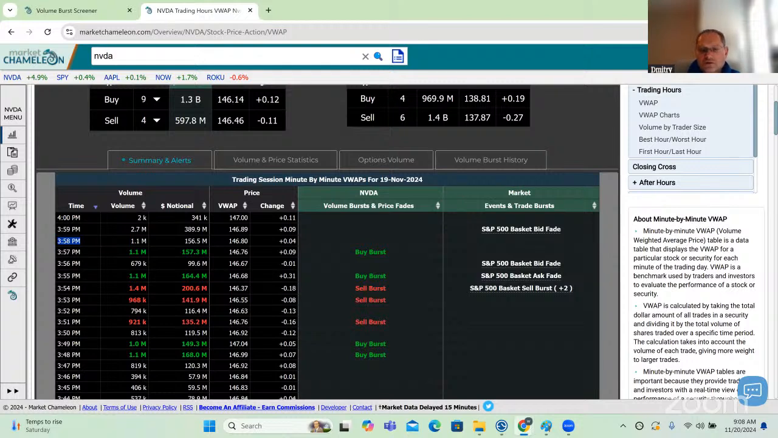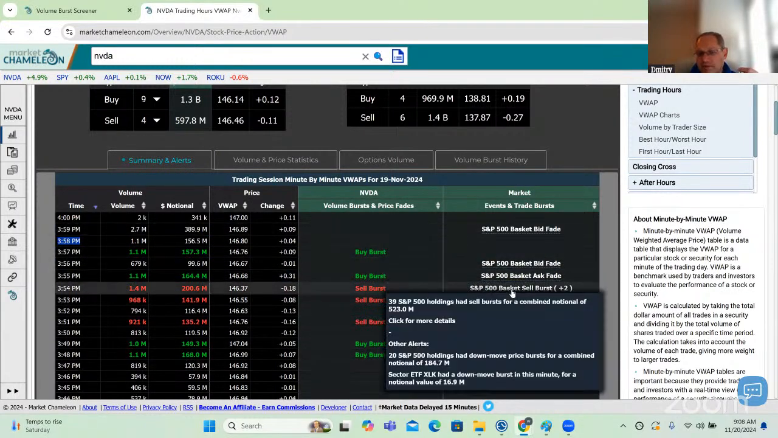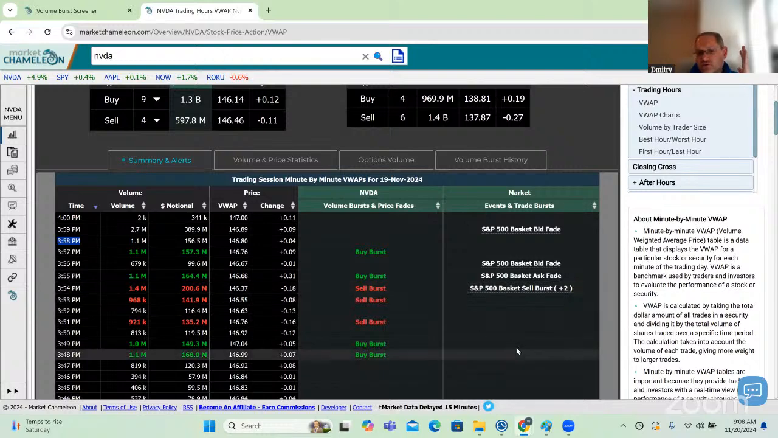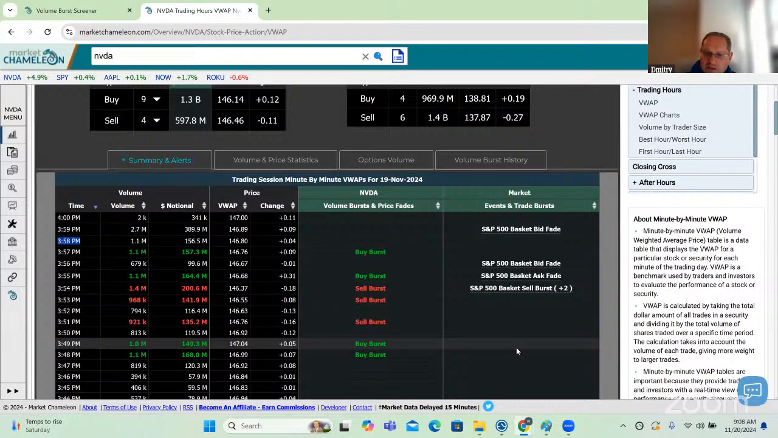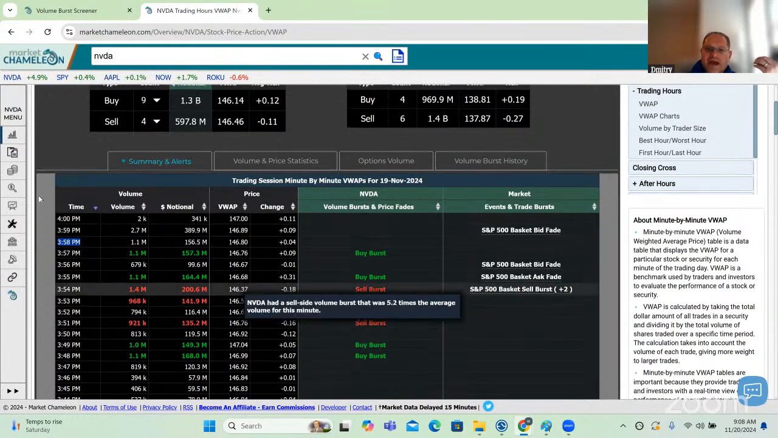So now that we have these by minute, we could analyze it in different ways. We could look at the individual minute. We could see if anything unusual happened in that minute. Like over here, we'll put notes if something unusual happened. But for today's demonstration, we're going to analyze these bursts in aggregate.